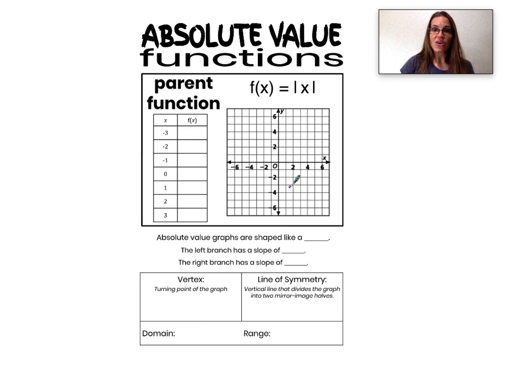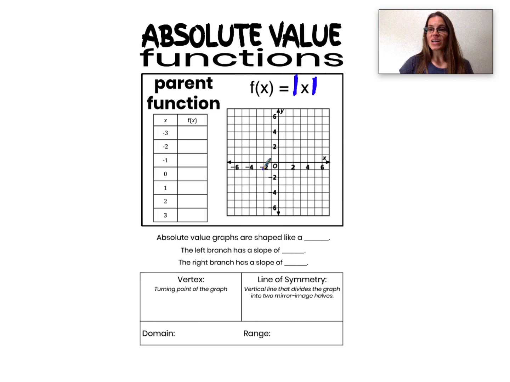Now we're looking at the parent function of the absolute value function family. The parent function of this function family is this function rule, this equation: f of x equals the absolute value of x. This is just like saying the equation is y equals the absolute value of x. We're just using function notation.